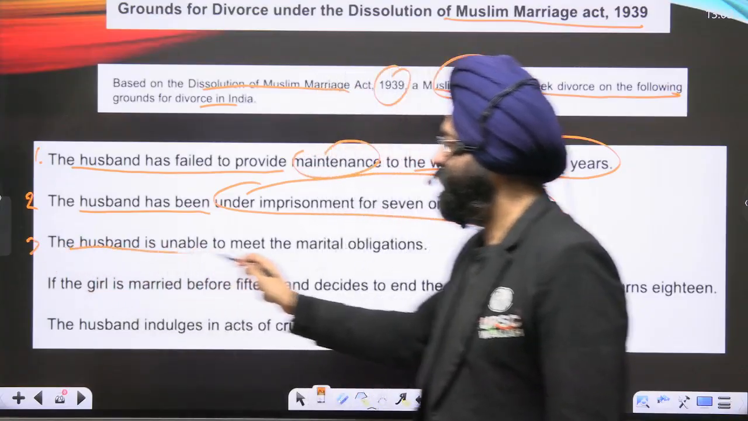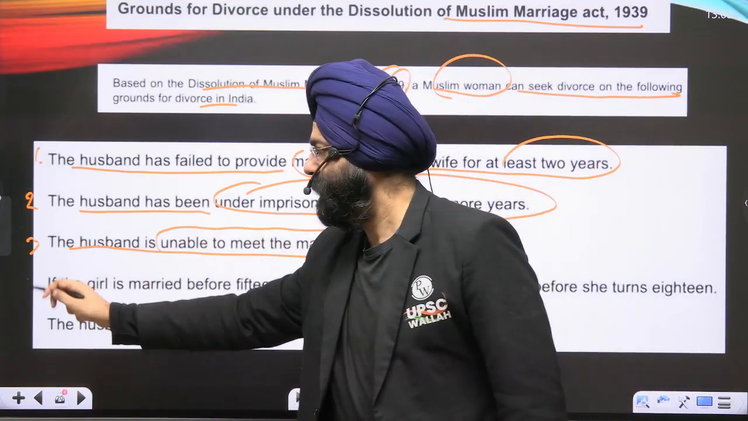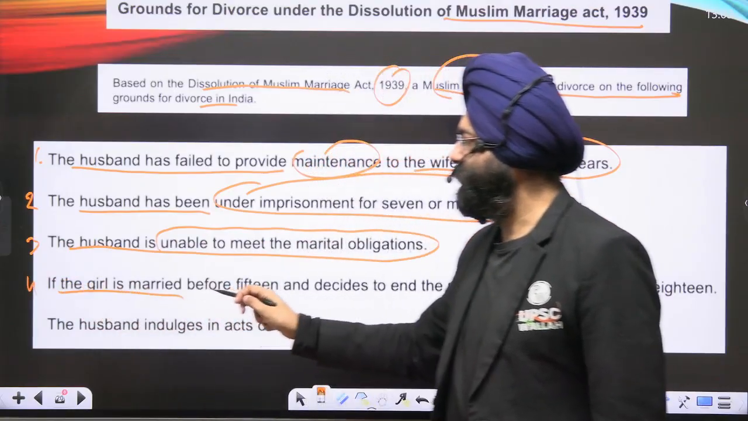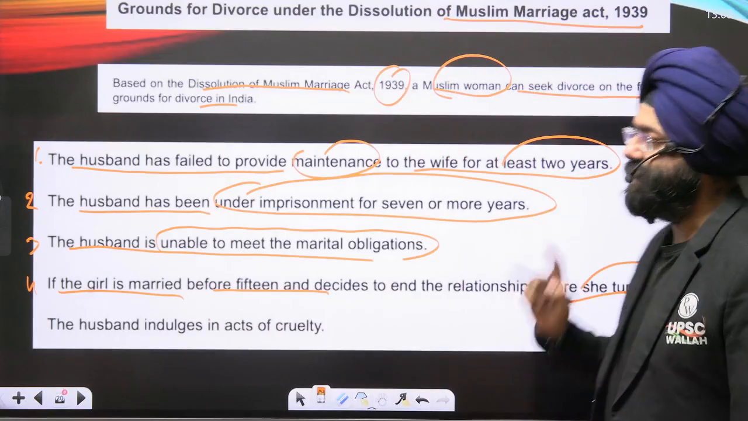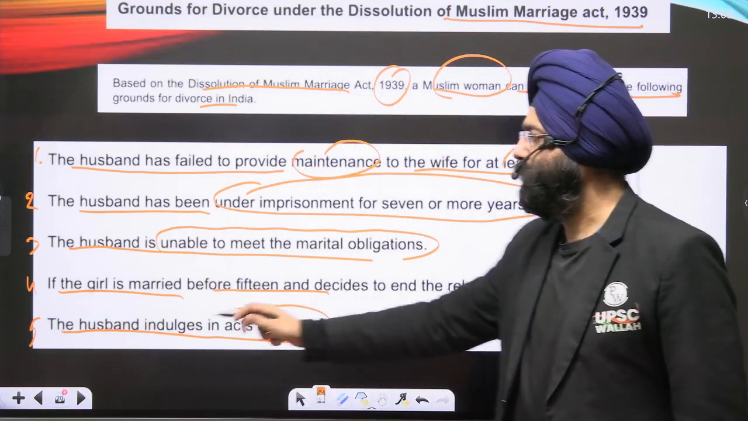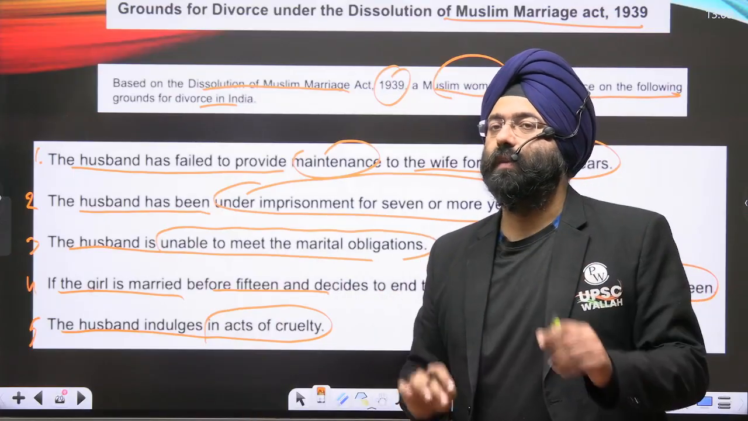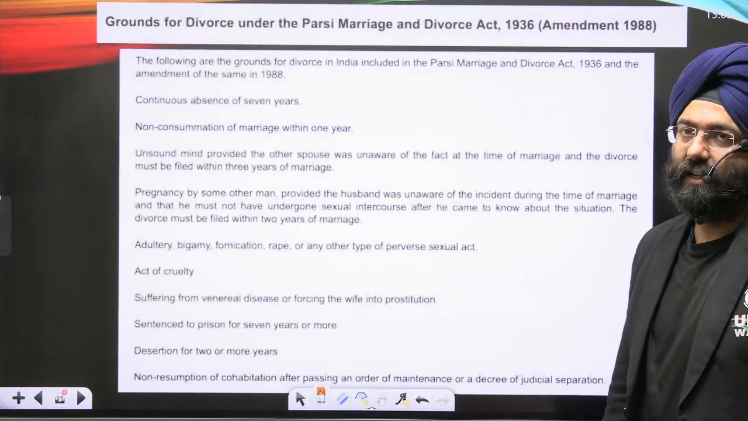Third, a husband is unable to meet the marital obligations. Fourth, if a girl is married before 15 and decides to end the relationship before she turns 18, then also. Fifth, if a husband indulges in acts of cruelty, then also a woman can file for a divorce under the Dissolution of Muslim Marriages Act 1939.